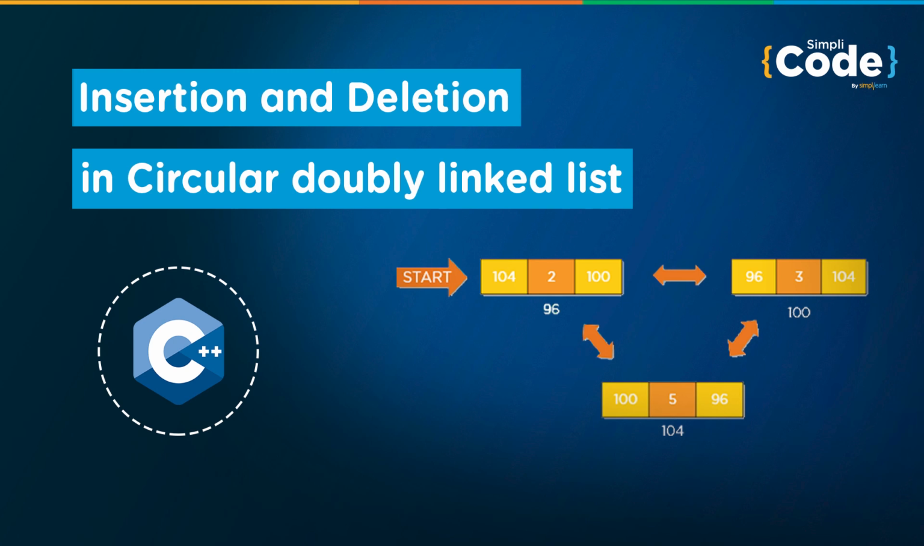Welcome to SimpliCode's YouTube channel, and in today's session, we learn how to perform insertion and deletion operations in a circular doubly linked list. Now both insertion and deletion in a circular doubly linked list require careful handling of the pointers to ensure that the circular structure of the list is maintained. So in this session, we will provide you with a hands-on tutorial on how to perform insertion as well as deletion in a circular doubly linked list using C++.